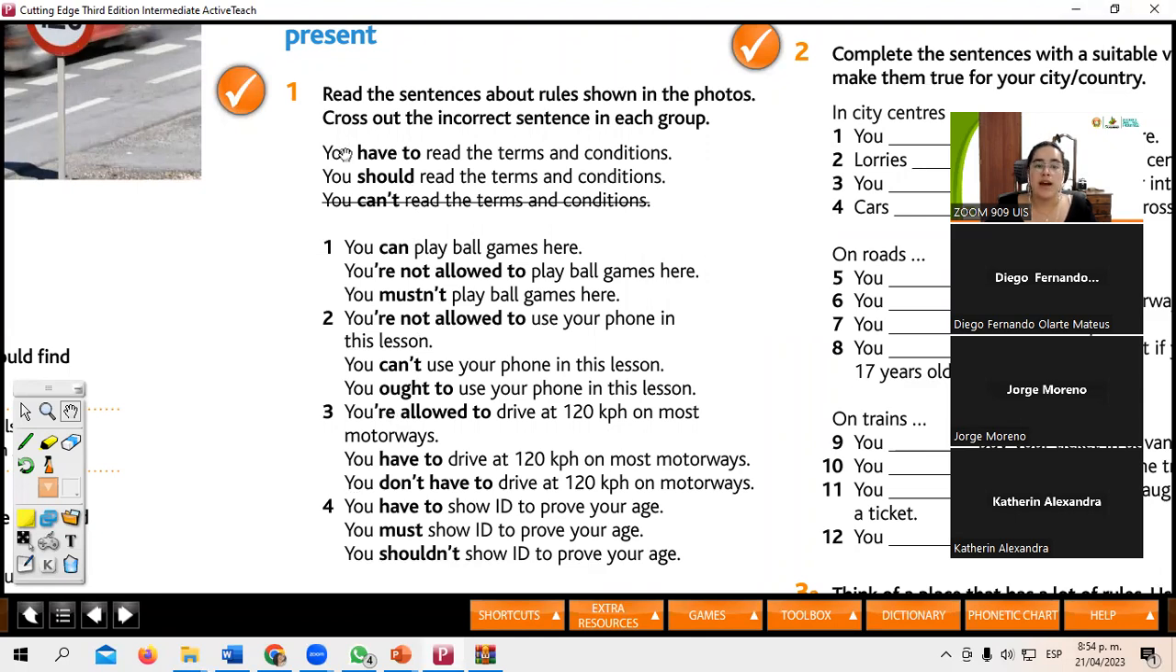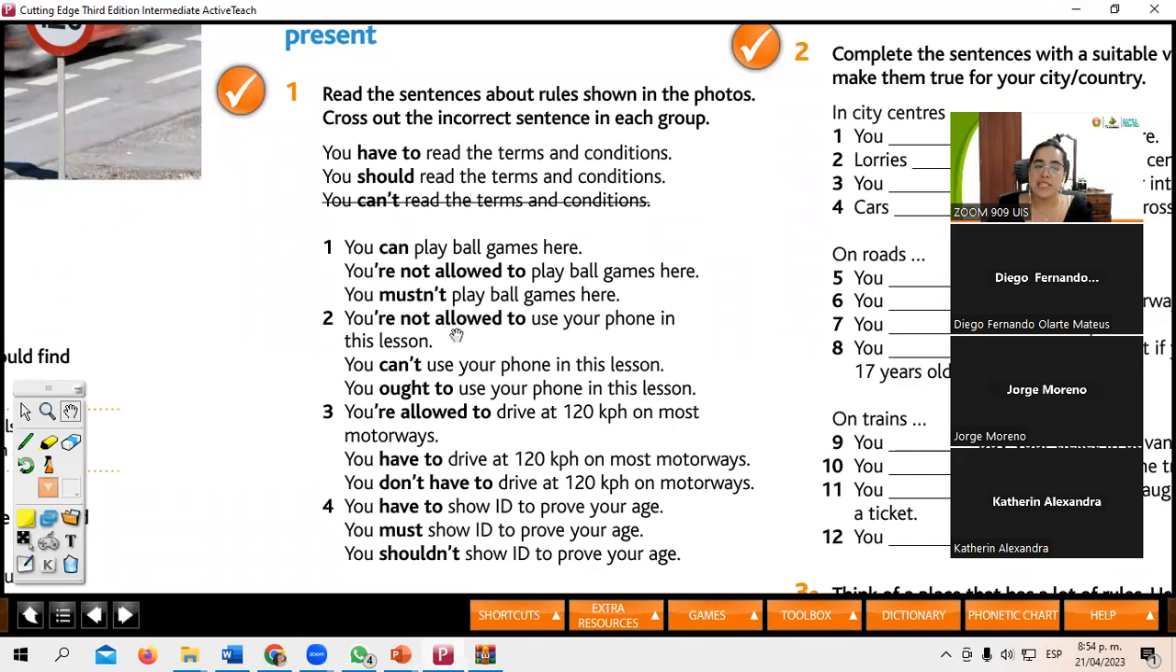For example, you have to read the terms and conditions. You should read the terms and conditions. You can't read the terms and conditions. ¿Cuál es la incorrecta? La última, ¿no? Tú tienes que leer los términos y condiciones. Tú debes leer los términos y condiciones. Tú no puedes leer los términos y condiciones. So the incorrect one is the last one, number 3, okay?